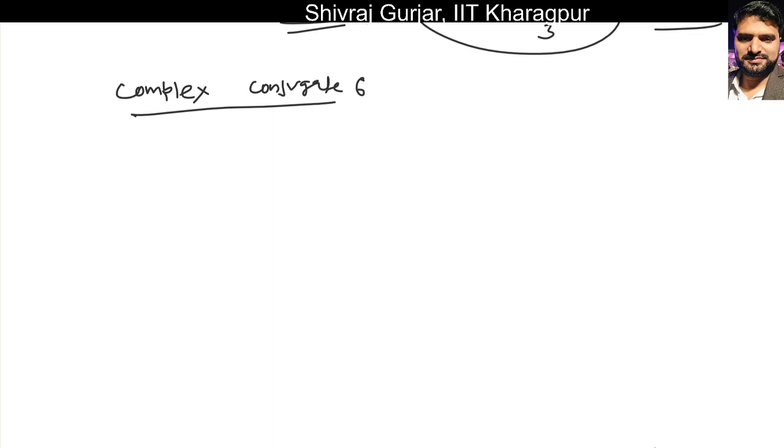Then there is some terminology. What is complex conjugate? Let Z be this expression and then Z bar. The complex conjugate is denoted by a bar on that complex number, Z bar. That will be x minus iota y. Basically iota is replaced by minus iota.